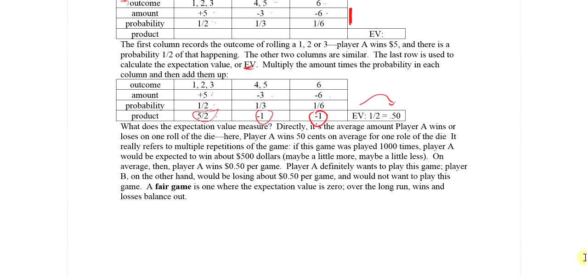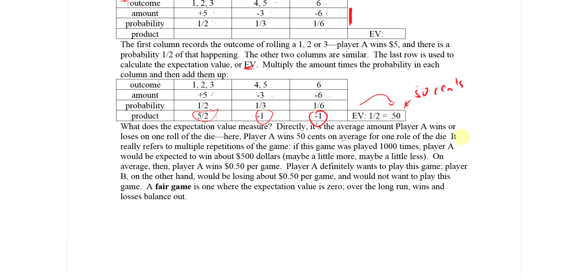So what does the expectation value measure? It's 0.5, so player A wins 50 cents on average on one roll of the die. Of course, on one roll of the die, you never win exactly 50 cents. You either win $5, or you lose $3, or you lose $6. So what does it mean that on average you win 50 cents?